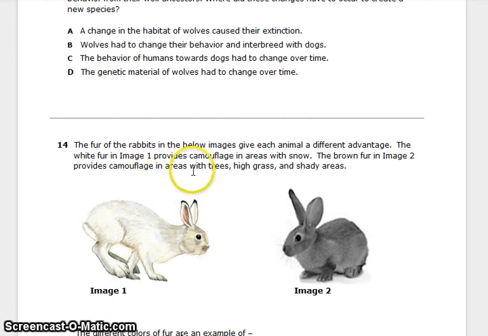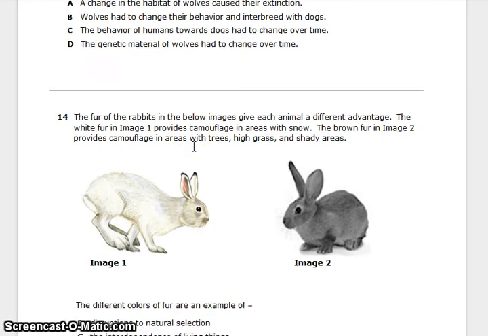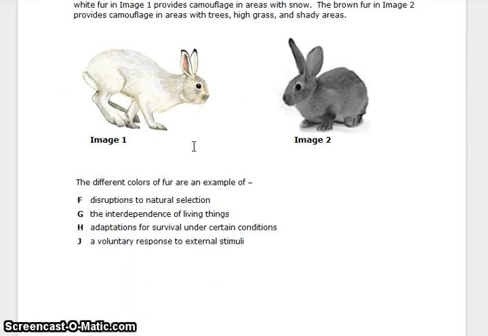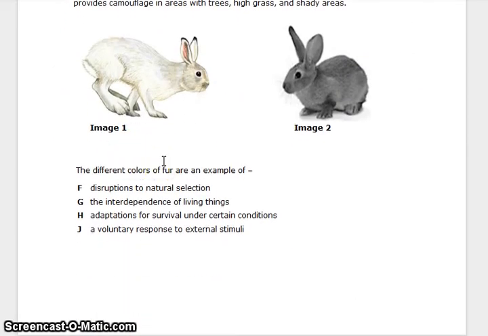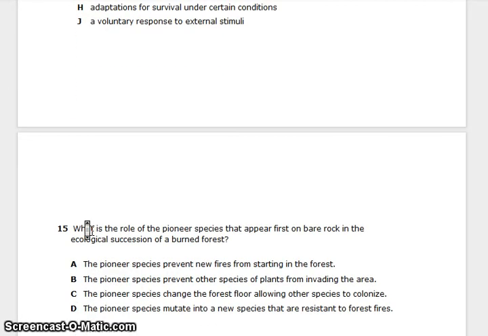14. The fur of the rabbits in the images below gives each animal a different advantage. The white fur in image 1 provides camouflage in areas with snow. The brown fur in image 2 provides camouflage in areas with trees, high grass, and shady areas. The different colors of fur are an example of F. Contributions to natural selection. G. The interdependence of living things. H. Adaptations for survival under certain conditions. Or J. A voluntary response to external stimuli.